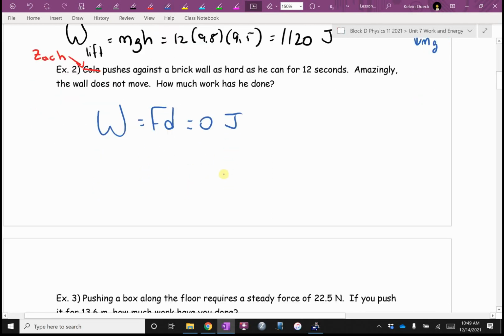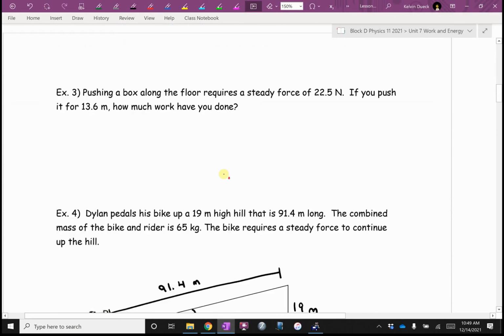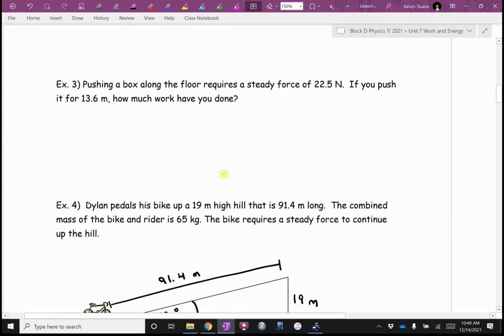Example 3. Pushing a box along the floor requires a steady force of 22.5 newtons. If you push it for 13.6 meters, how much work have you done? Nick, what's this asking me to find? How much what? Yep. How do I calculate work? And by the way, you should probably see where this is on your green sheet. I did give it to you on your green sheet, and we're in that area now.